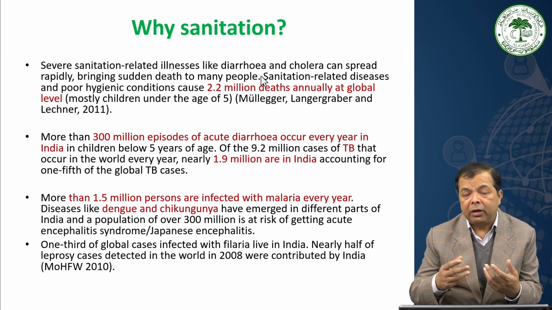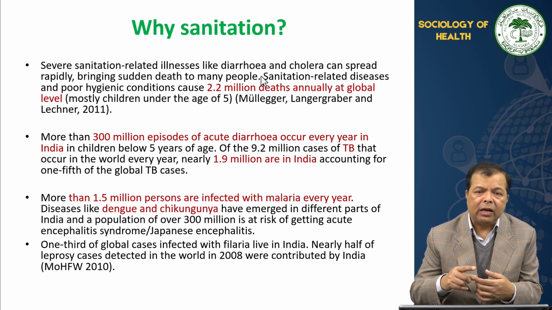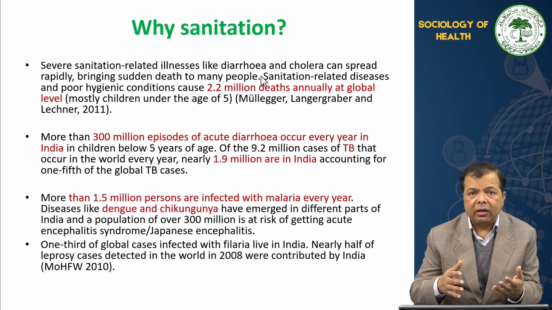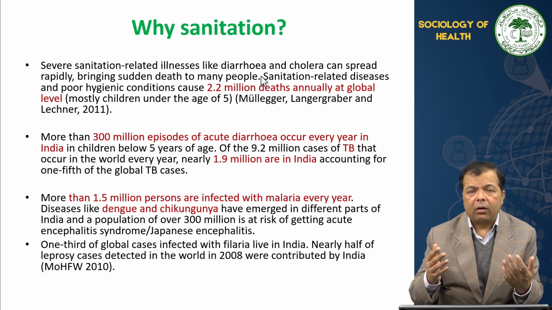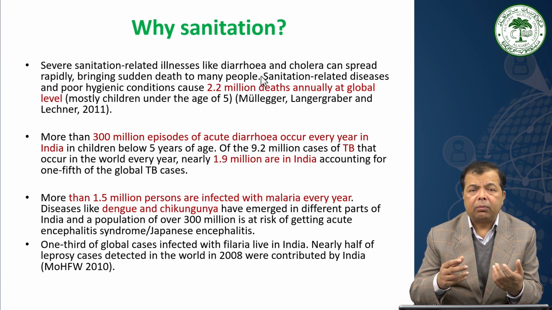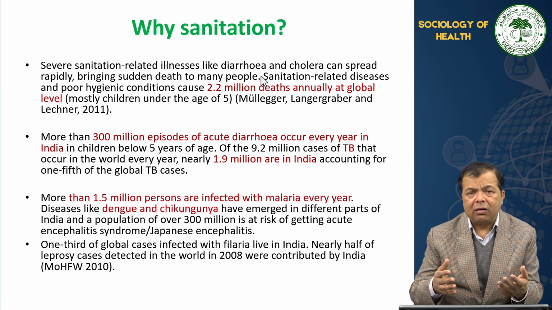This is a very big number, 2.2 million deaths because of these factors, right? And out of these, most of them are basically children under the age of 5, right? So cholera and diarrhea, not cholera but diarrhea, basically diarrhea is a very important factor in causing mortality, right? And diarrhea is related to some of the things which could be checked because of good sanitation, right?